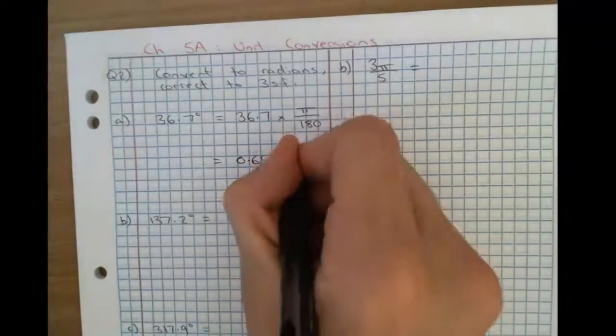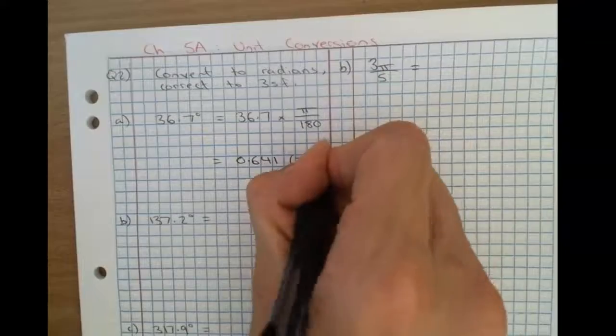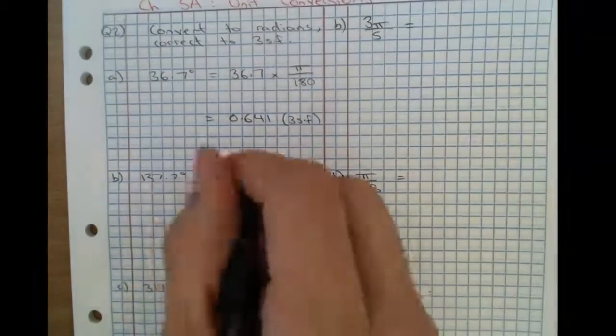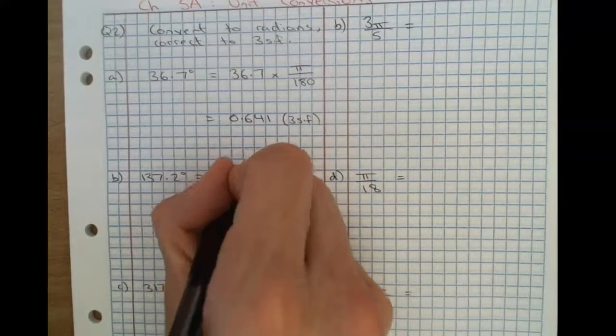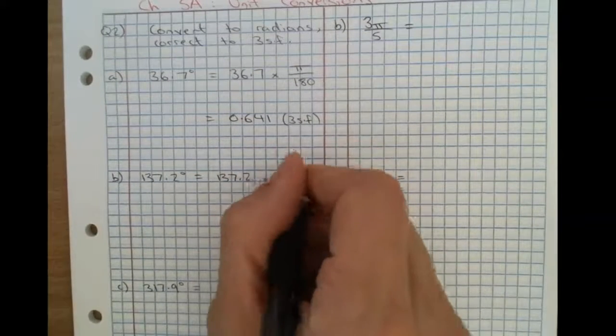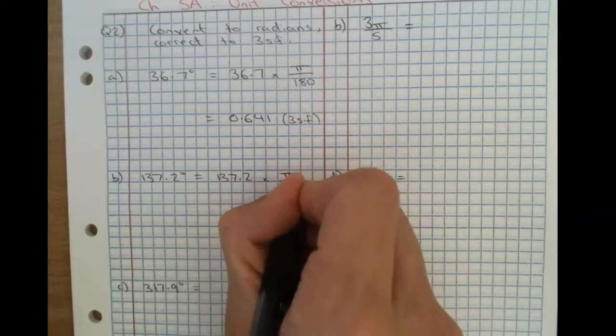That's 3 significant figures. Now I've got 137.2 degrees, I need to multiply by pi over 180.